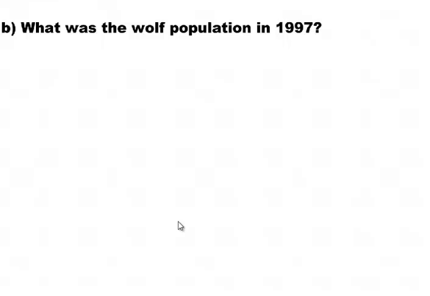The next question says, what was the wolf population in 1997? Remember that n in our equation represents the number of years since 1997. So the number of wolves at 1997 is going to be n equal to 0, because the time since 1997 is going to be 0. So let's go back to our Desmos again.